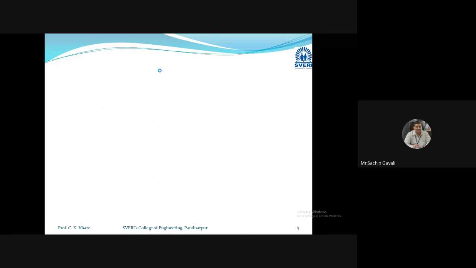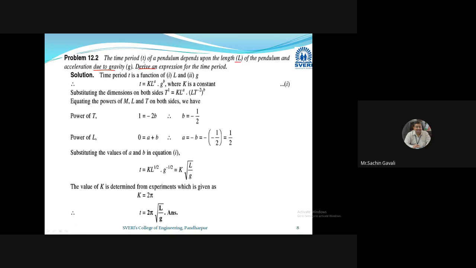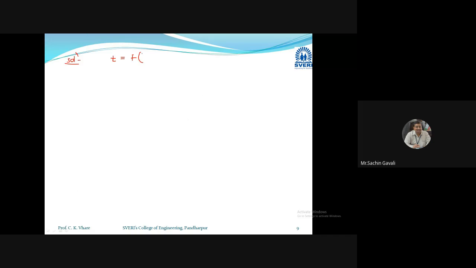Okay, shall we go to next? So time period T of a pendulum, the solution will be there. Time period T of a pendulum depends on, T is a function of what? Everybody should be concentrating here. Length of the pendulum and G. So T is a function of L, G.